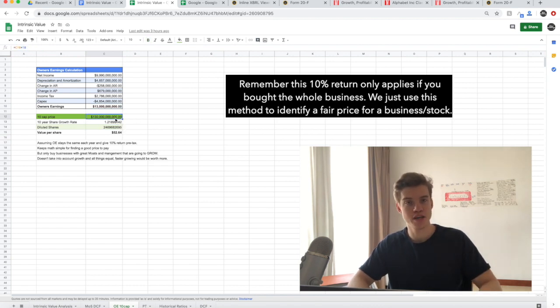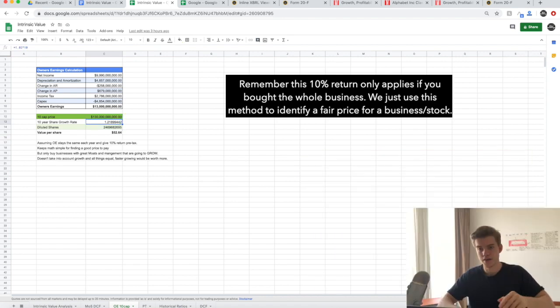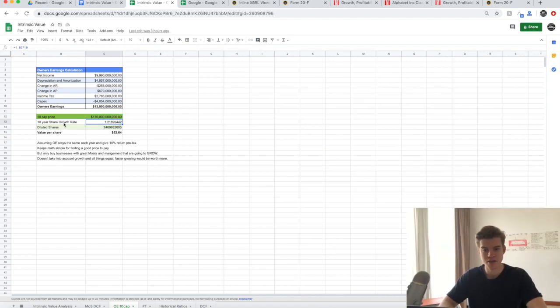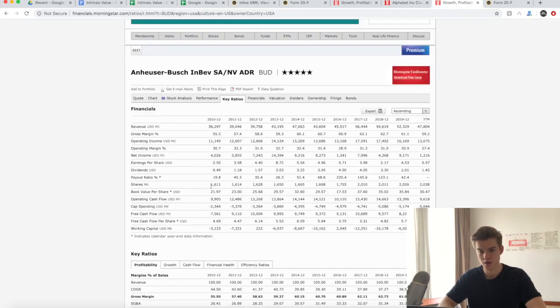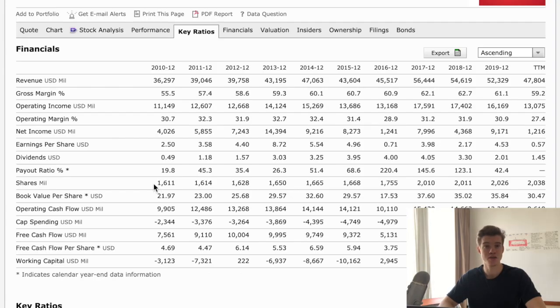We then take the market cap and divide it by the number of shares to get the price we should pay for each share. And so if you guys see here, I have a 10-year growth rate for the shares, because if you look at AB InBev shares over time, they've actually risen because companies sometimes do issue more shares to raise more money for their business. So in 2010, they had 1.6 billion shares, and now they have almost 2 billion shares.